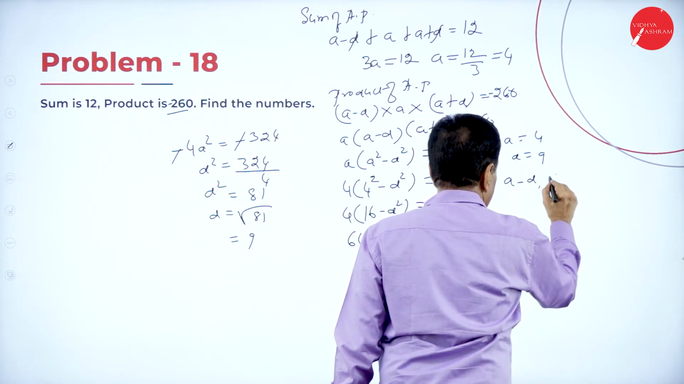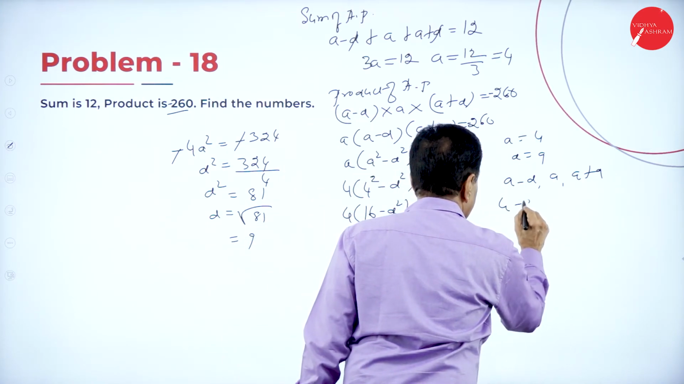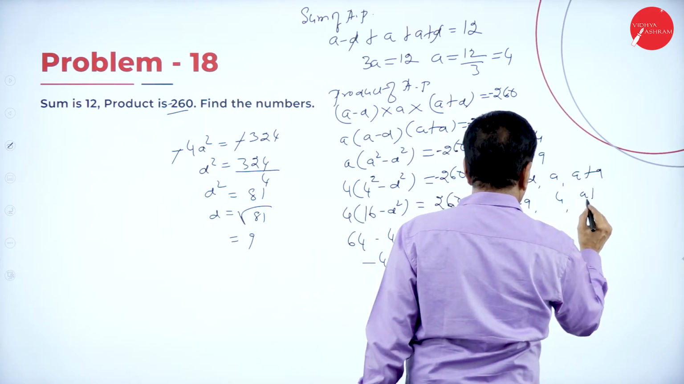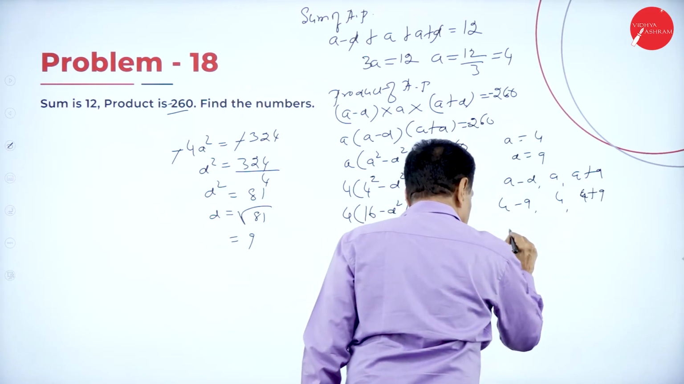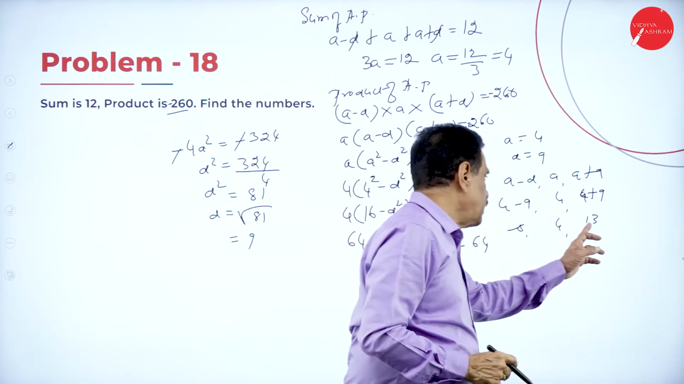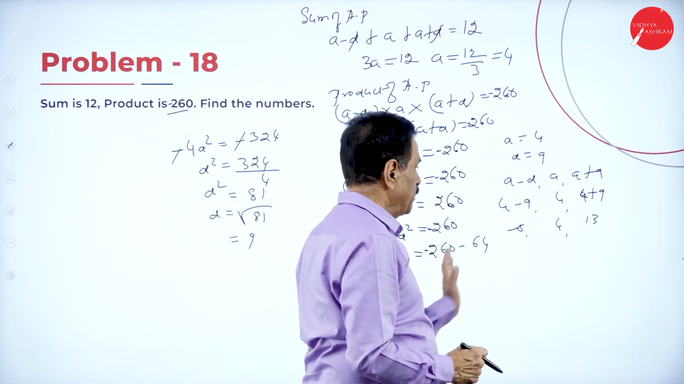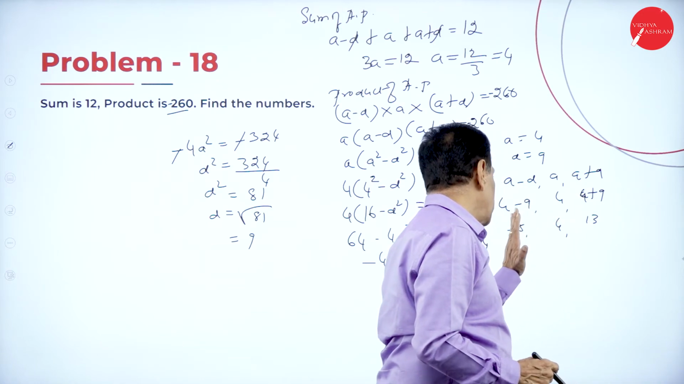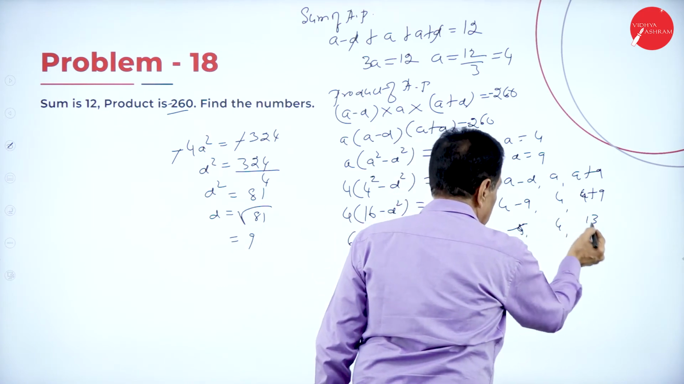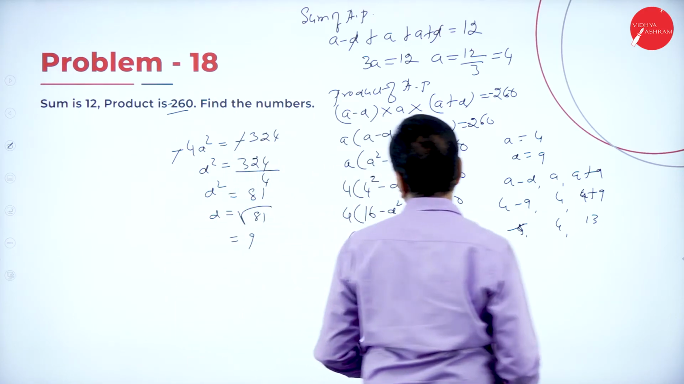A minus D, A plus D. 4 minus 9, A is 4, A plus D is 4 plus 9, which is 13. 4 minus 9 is minus 5, 13 minus 9 is 4. So the minus figure is given, that's why.